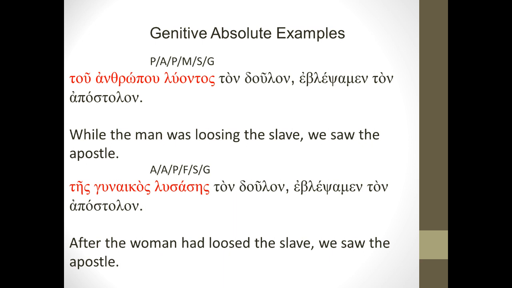We can do the very same thing with an aorist participle. Tes gunaikos lusaseis, an aorist active participle, feminine singular genitive. We would have "of the woman of the loosing the slave, we saw the apostle." In this case, because it's aorist, we know that it is setting up the action that precedes the main verb of the sentence. So we say, "after the woman had loosed the slave, we saw the apostle." I introduced to you the genitive absolute in this lesson.